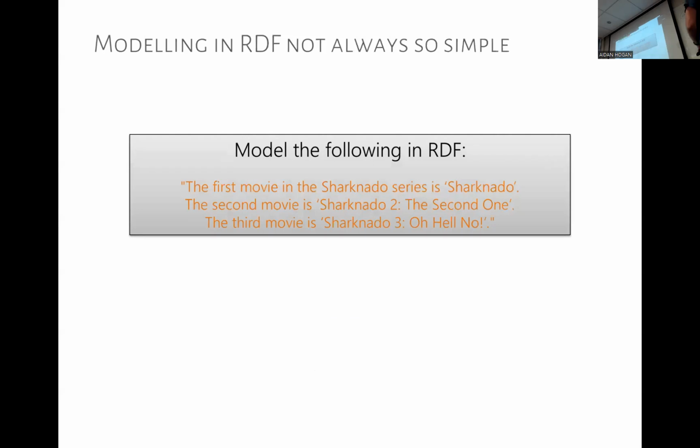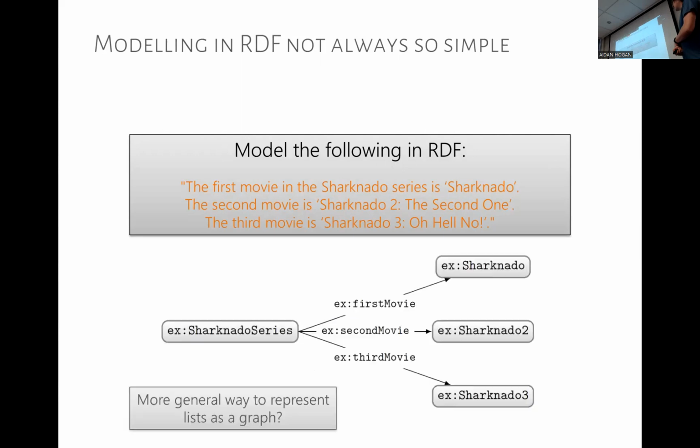Okay, so we have a similar example to what we saw here, and one thing that's not really nice in this example is we have first movie and second movie. We're encoding numbers there somehow, the first and the second, which would be nice to represent in a slightly different way. So model the following in RDF. The first movie in the Sharknado series is Sharknado, the second movie is Sharknado 2, the third movie is Sharknado 3, oh hell no. So we could model it just as this, similar to what we were doing before: Sharknado series, first movie, second movie, third movie. It's not very general, yeah?